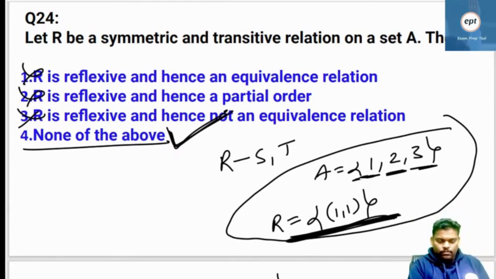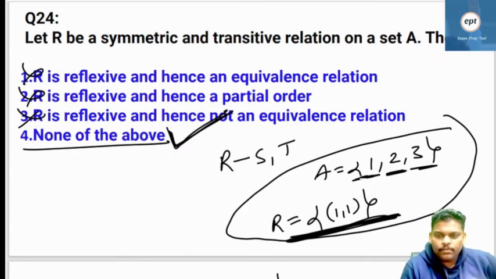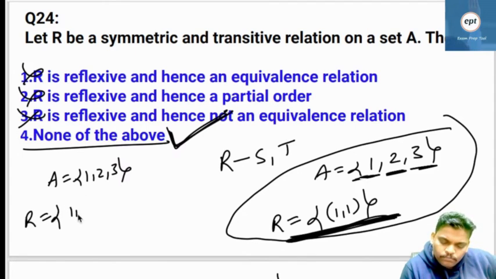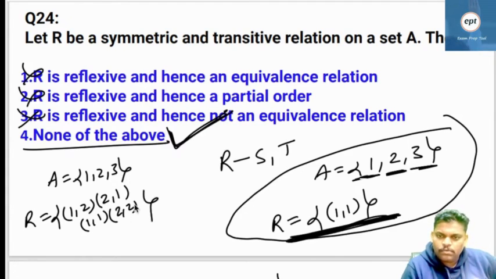Is it fine? Rohit, is it fine? Diksha, is it fine? Right.